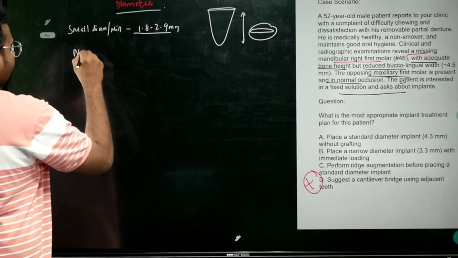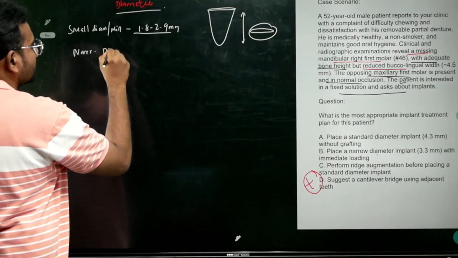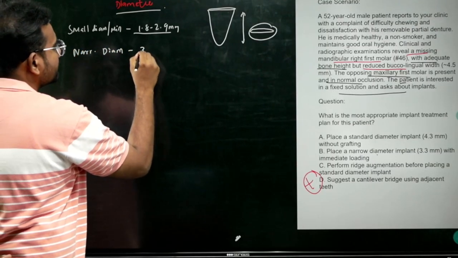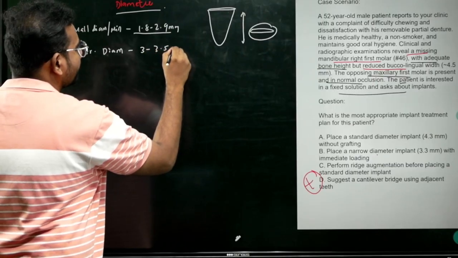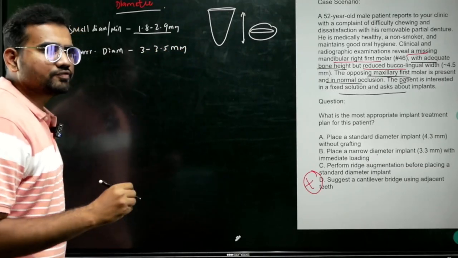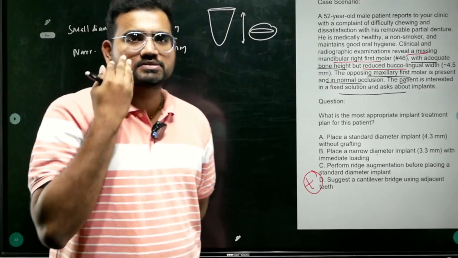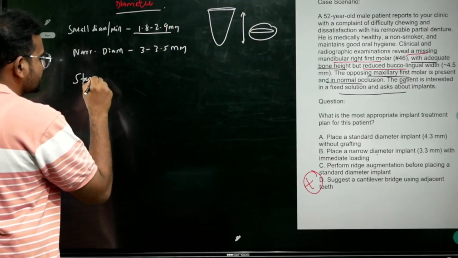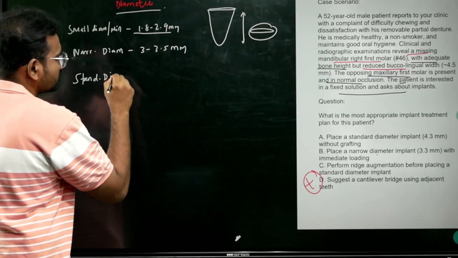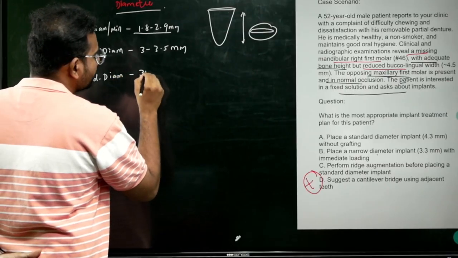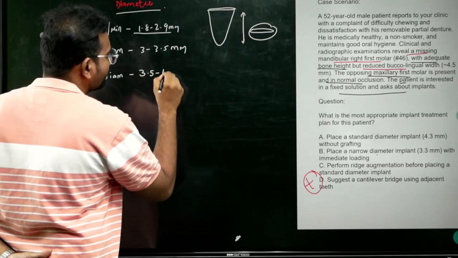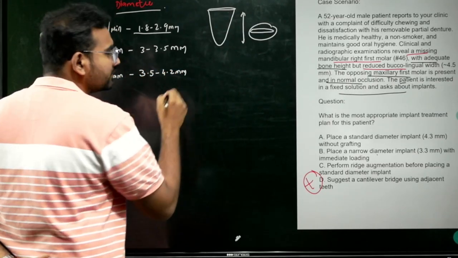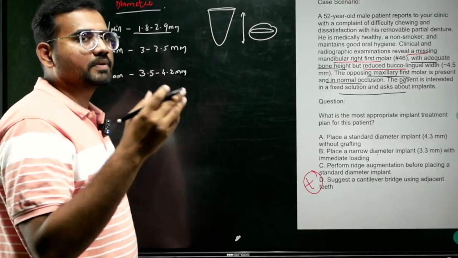Narrow diameter implants range between 3 to 3.5 mm. You can use them for mandibular anteriors and maxillary laterals. Next is standard diameter implants. Standard diameter implants will be 3.5 to 4.2 mm. You can use them in maxillary anteriors and also premolars.